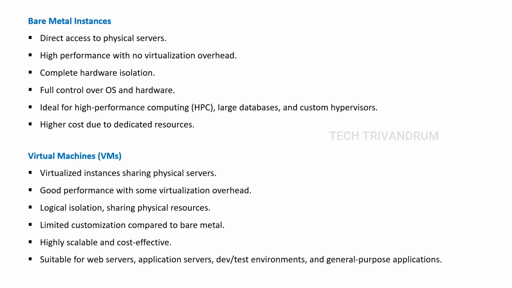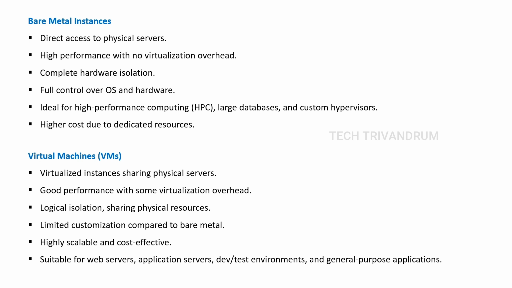We have already mentioned that basically there are two different types of OCI instances. One is the bare metal instances and the second one is the virtual machine type. So here we can see the basic differences between the two types. In bare metal instances we will get direct access to the physical servers. Here there will be no virtualization, and for the same reason the performance will be very high. Here there will be no sharing of hardware resources, so there will be complete isolation between the physical servers.